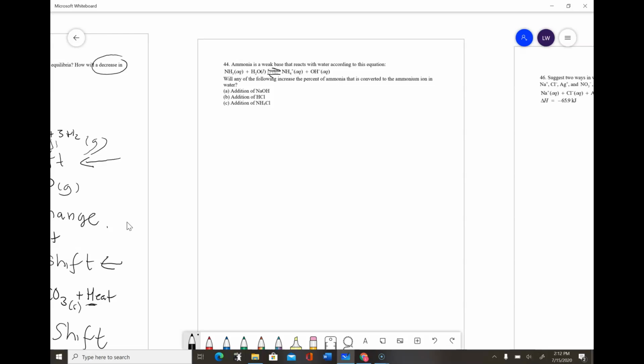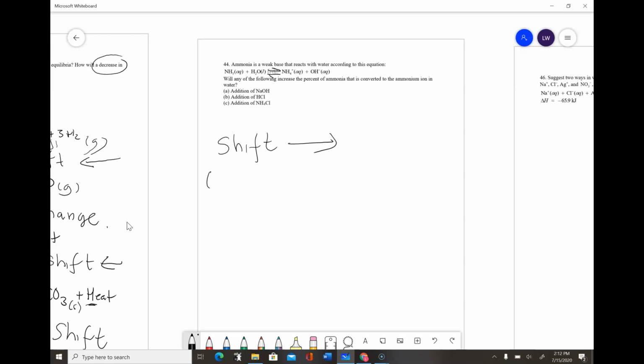And then it asks a series of questions. It says, will any of the following increase the percent of ammonia that is converted to the ammonium ion? So we want to think about what that means. That means, will any of the following shift the equilibrium to the right, converting ammonia to ammonium ion?